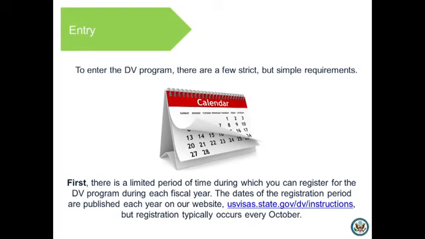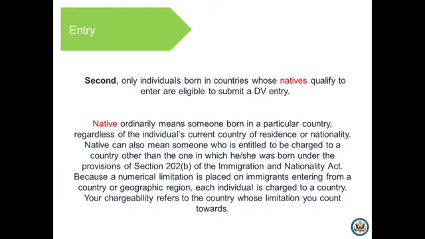First, there is a limited period of time during which you can register for the DV program during each fiscal year. The dates of the registration period are published each year on our website, usvisas.state.gov/dv/instructions, but registration typically occurs every October. Second, only individuals born in countries whose natives qualify to enter are eligible to submit a DV entry. Native ordinarily means someone born in a particular country, regardless of the individual's current country of residence or nationality.